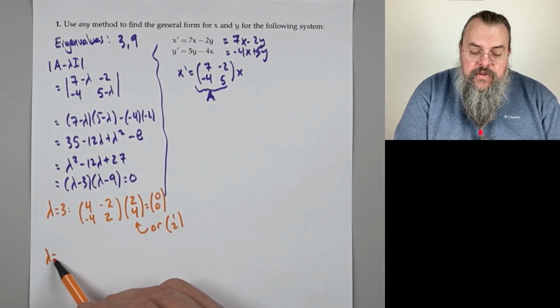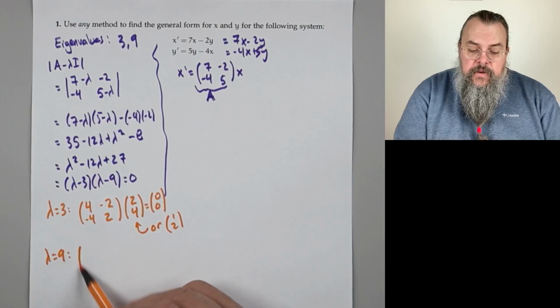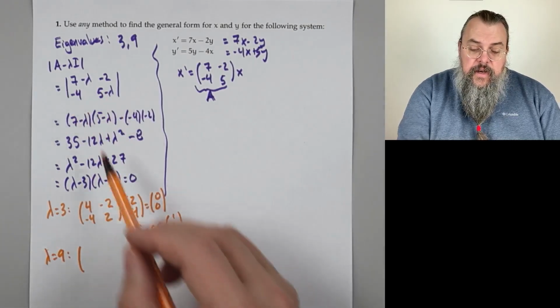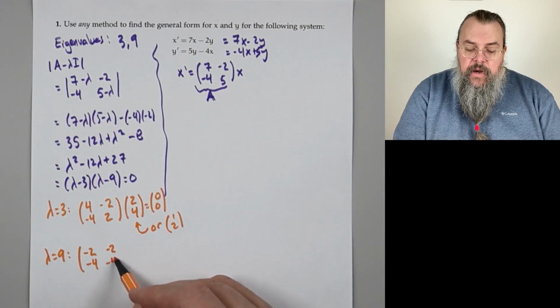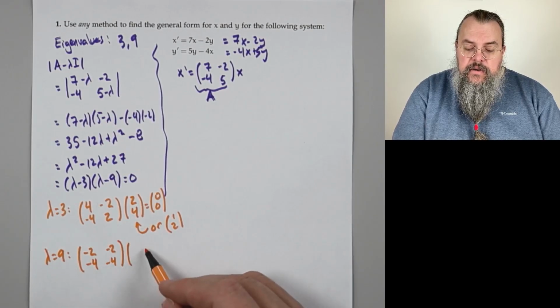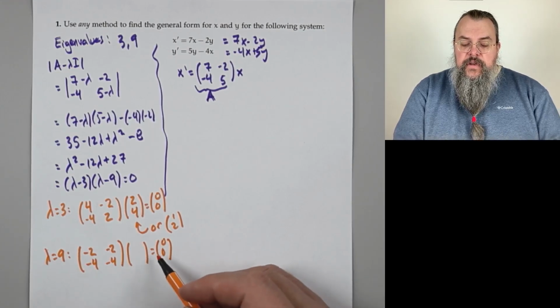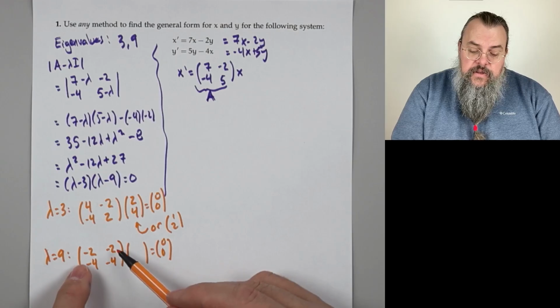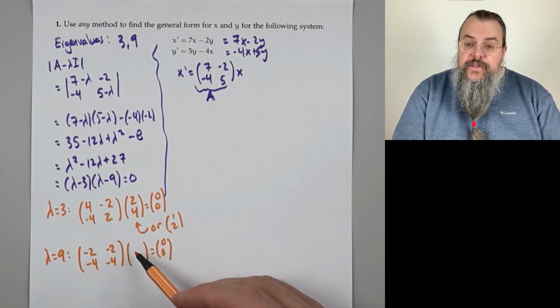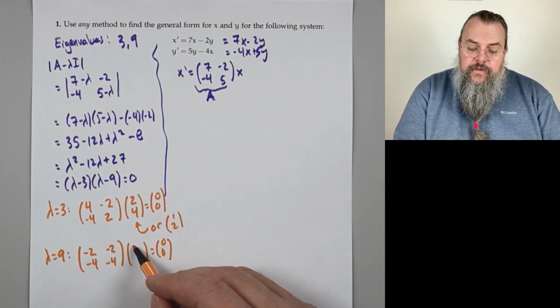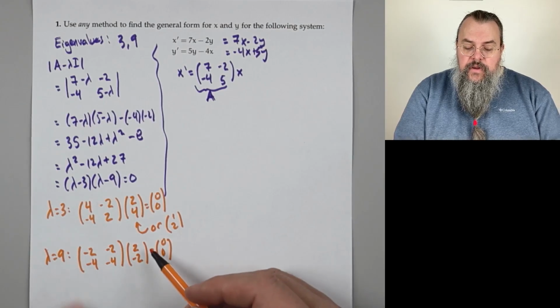What about lambda equals 9? Well, okay, now subtract 9. 7 minus 9 is minus 2, minus 2, minus 4, minus 4. And now, what can you put there so we get 0, 0? Well, you can swap the entries, it doesn't really matter, so they're the same, and just change the sign on one of them. So, for instance, 2 minus 2 works.